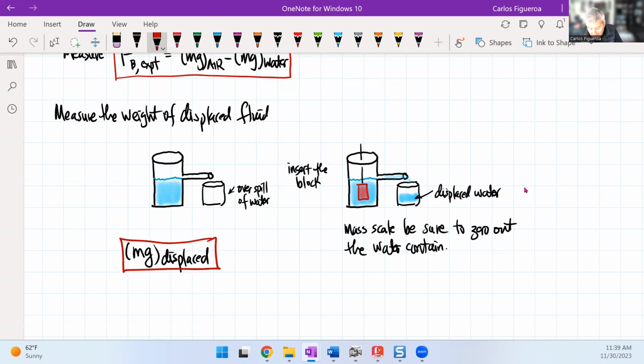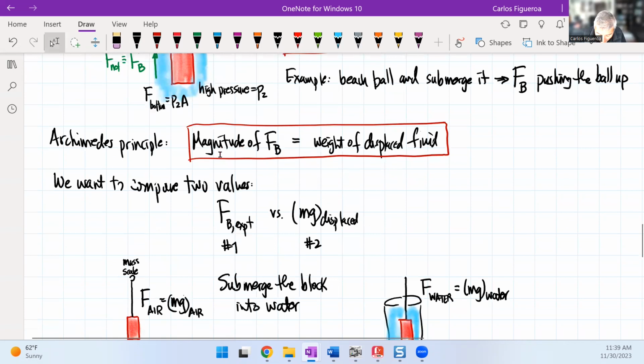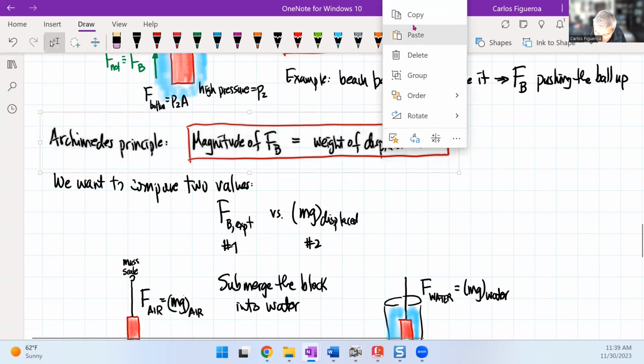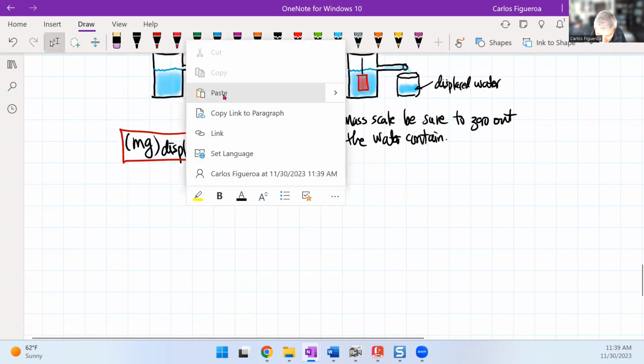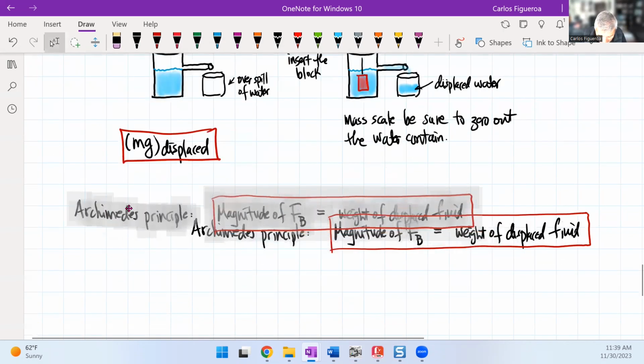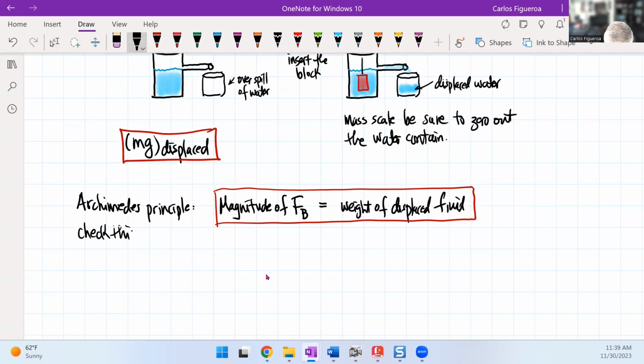So the question we've already asked here is, are these two the same? Check Archimedes' principle. So if I would come down here, I would then say, check this principle. Does it agree with what you measured?